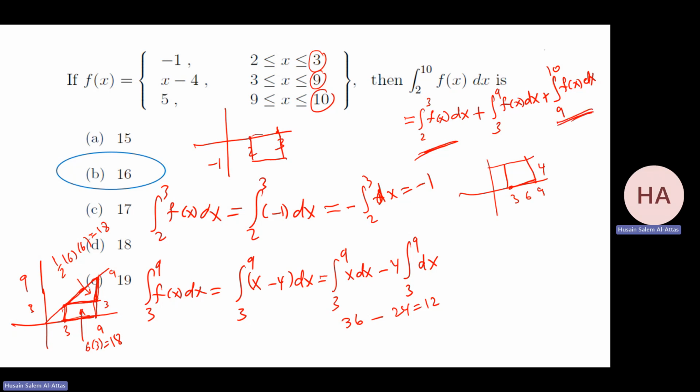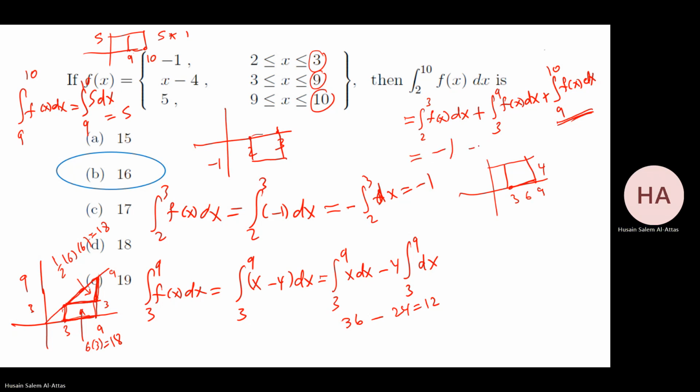I want now the last one, from 9 to 10, f of x dx, which is the integral from 9 to 10 of 5 dx. So it's 5, but from 9 to 10, I need only this rectangle, which is 5 times 1. So the answer is 5. So this area will be minus 1 plus 12 plus 5. That gives me 16, which is this one.